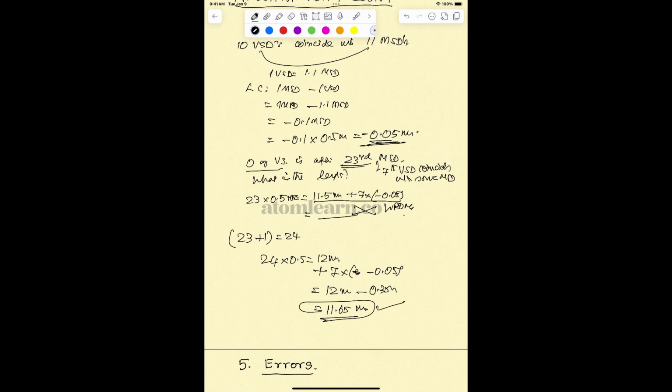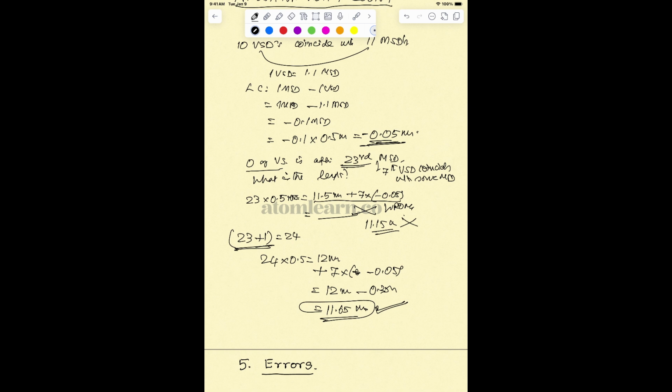If you do it by regular mathematics, you simply take the 11.5, add to the 7 into minus 0.05. Now what you get is 11.15 mm. Why? Because this becomes minus 0.35, 11.15 mm, which will be a wrong result. You do it by means of this. You can actually derive it yourself why you have to add one reading extra to the MSDs given. There is a logic behind this. You can make out the logic yourself by trying, but logic is not important for you to understand right now if you know the method here.